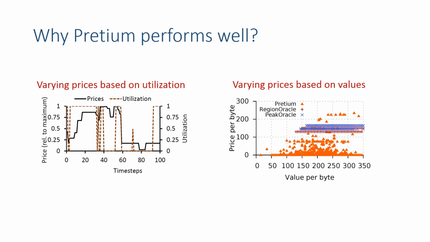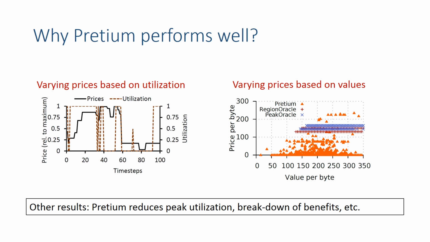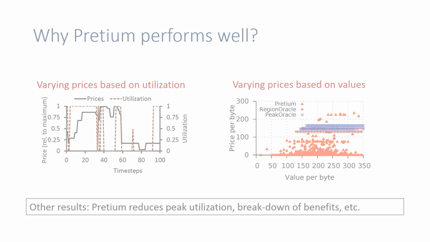Peak oracle and region oracle often charge a relatively high price, as shown by the blue X's and the red pluses, and hence a large fraction of requests might opt out. Other experimental results can be found in the paper.